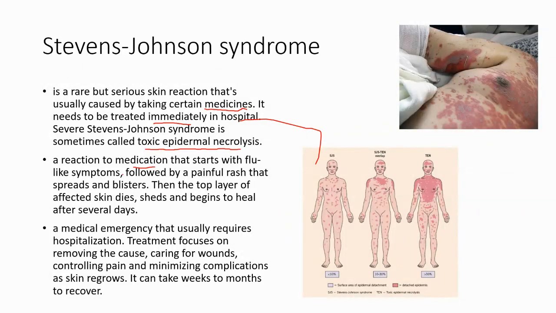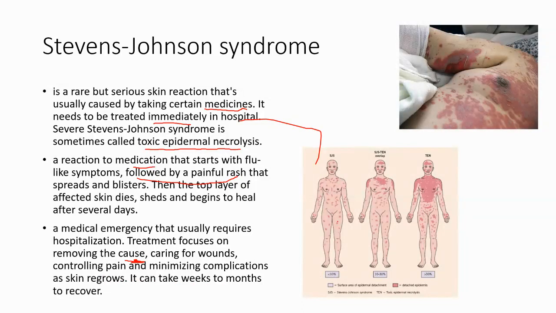It's a reaction to medication that starts with flu-like symptoms, kind of some aches and pains and malaise, followed by a painful rash, generally erythema multiforme, that spreads and blisters. So it's like a burn, and then it starts to blister. Then the top layer of this affected skin dies, sheds, and hopefully begins to heal after several days. Or it can progress. It's a medical emergency that usually requires hospitalization. Treatment focuses on removing the cause, whatever the medication is, caring for the wounds, controlling the pain, and minimizing complications. As the skin regrows, it can take weeks to months to recover.